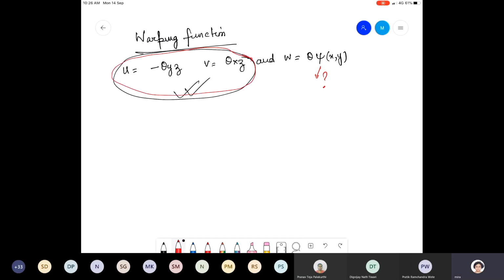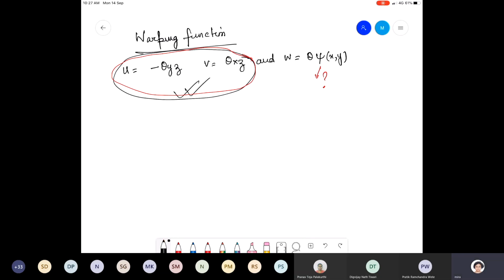So the deformation u and v is always going to be of this form, and you can very well assume this. Okay, you can always say that u is going to be minus theta into yz and v is going to be theta into xz. So what is unknown to us is the warping function psi. Now my question is, how do we find out psi from the stress function phi?